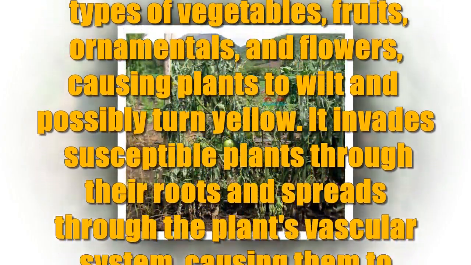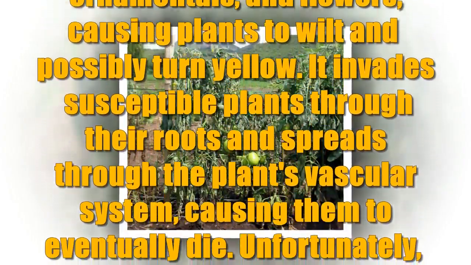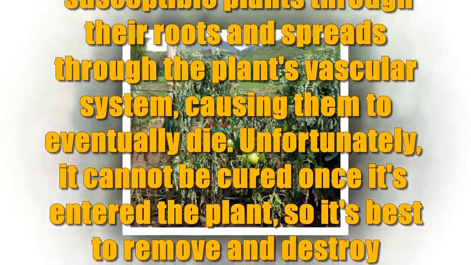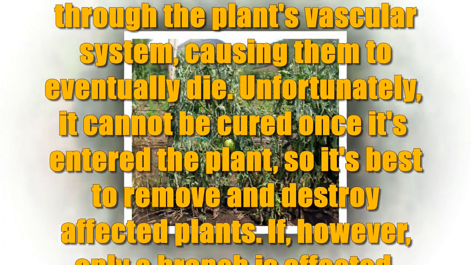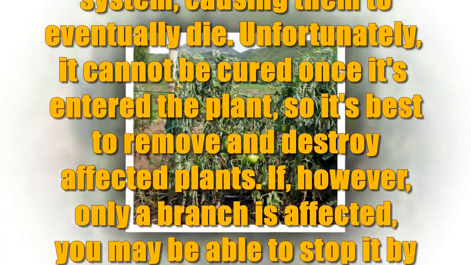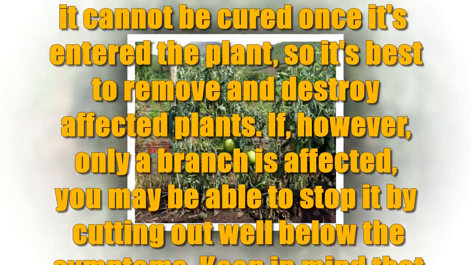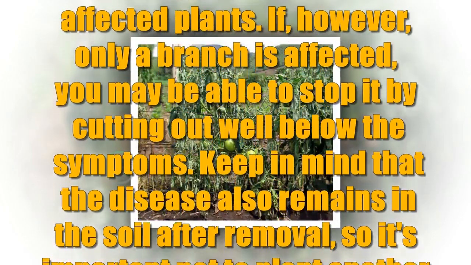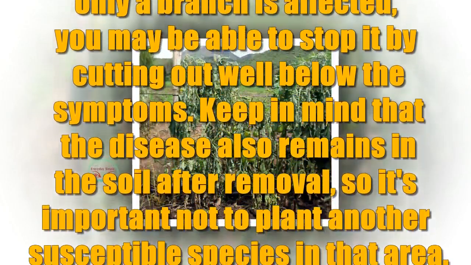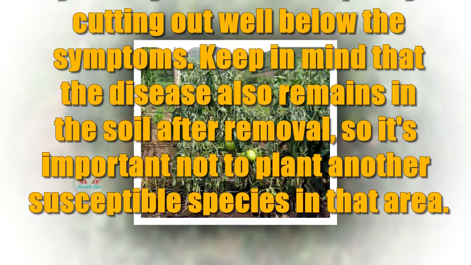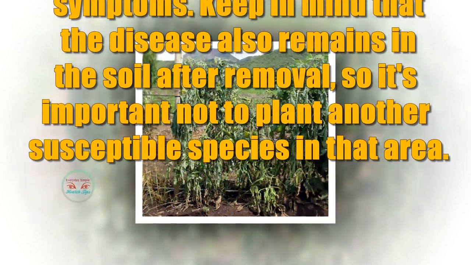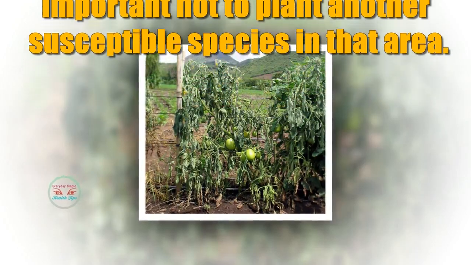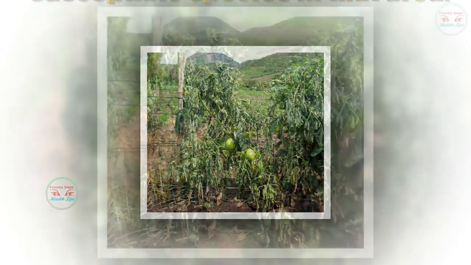It invades susceptible plants through their roots and spreads through the plant's vascular system, causing them to eventually die. Unfortunately, it cannot be cured once it's entered the plant, so it's best to remove and destroy affected plants. If, however, only a branch is affected, you may be able to stop it by cutting out well below the symptoms. Keep in mind that the disease also remains in the soil after removal, so it's important not to plant another susceptible species in that area.